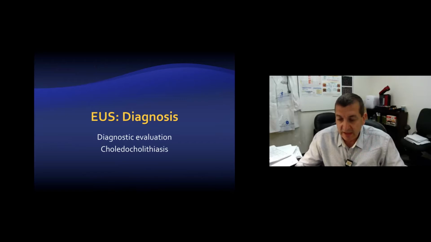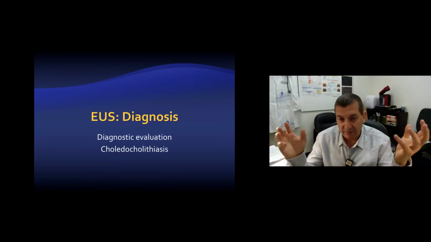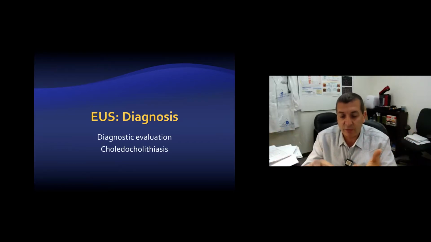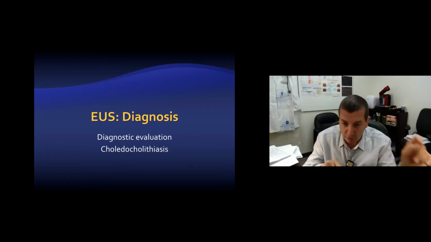So when you look at the modalities, we have different modalities. We have the CT scan, we have right upper quadrant ultrasound, we have MRI, MRCP. Now, between those modalities, the best modality to detect gallstones is still transcutaneous right upper quadrant ultrasound. It is still the most sensitive and specific tool that we have to detect gallstones in the gallbladder.